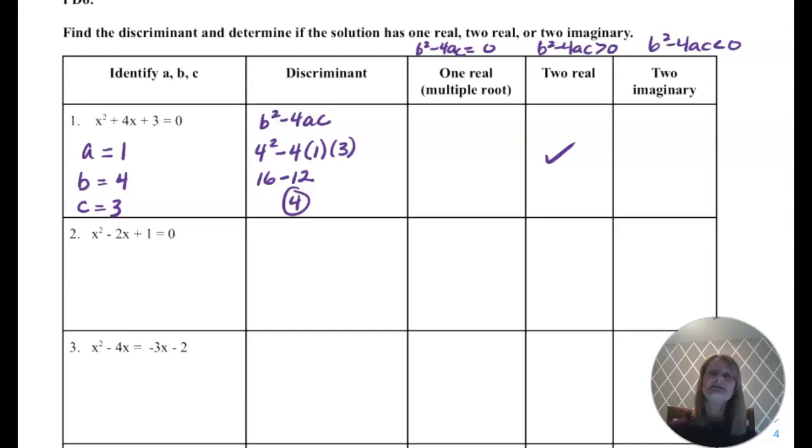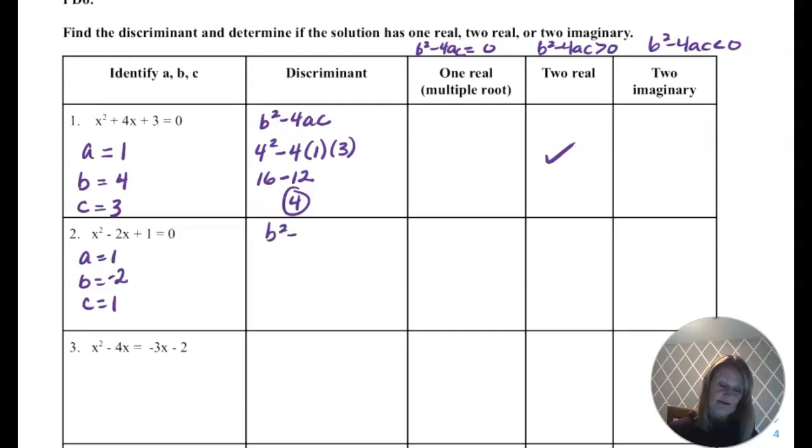Okay, number 2. If you want to pause it so you can try it on your own, I would suggest that you do that real quick. So a is going to be 1 again. b is -2, and c is 1. Hopefully you have no trouble identifying those.